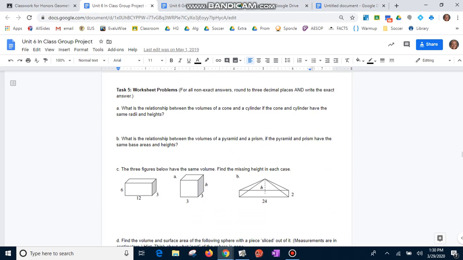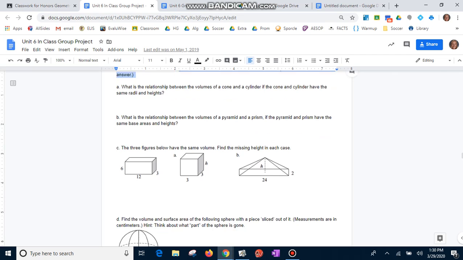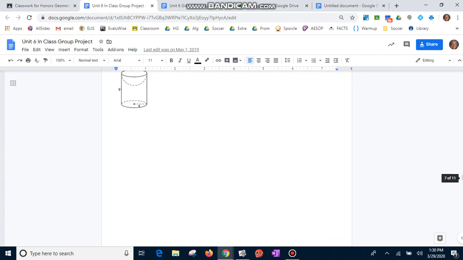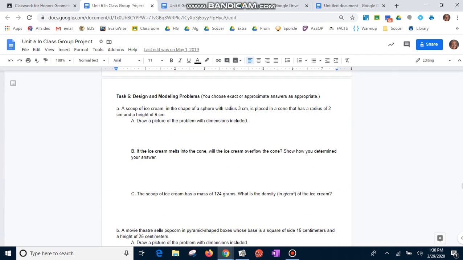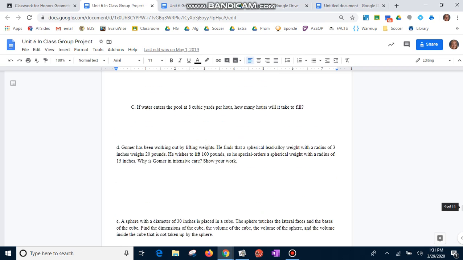Task 5, I highly suggest you highlight these directions right here because a lot of people miss this. For all of task 5, if it is a non-exact answer, you are going to round it to 3 decimal places and write the exact answer. For every question in this section here, you're going to do that. So make sure you understand that. And then in task 6, you actually get to choose whether you approximate or write an exact answer. It's up to you. Okay, so those are all of your tasks.